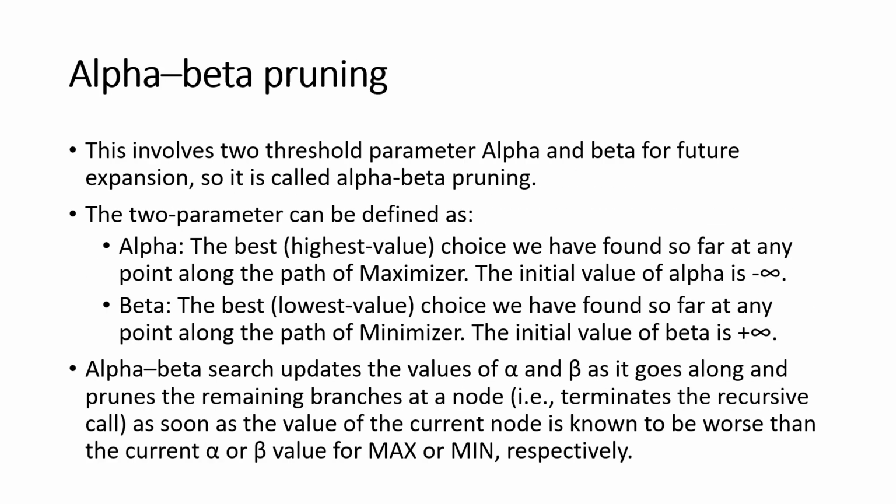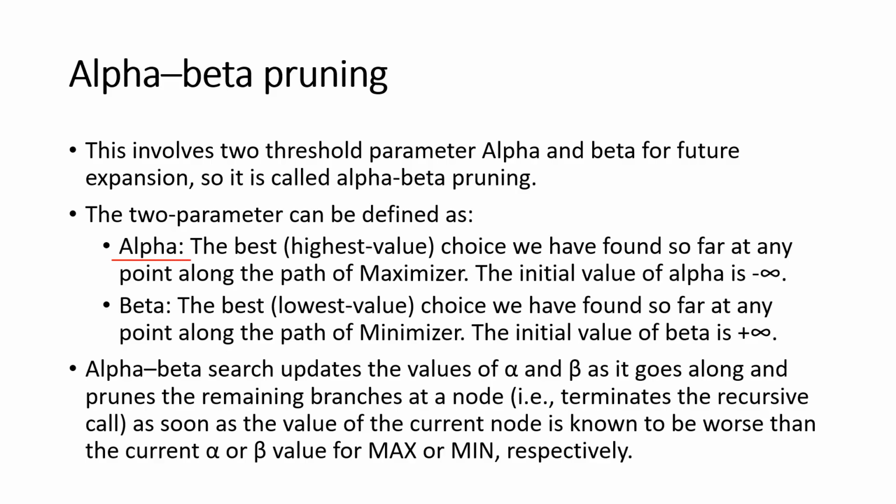Alpha beta pruning involves two threshold parameters, alpha and beta. That's why it is called alpha beta pruning. It uses two threshold values that decide whether to continue expanding a node or stop searching further. A threshold means a limit beyond which we do not continue searching. Here we will see the two threshold values.